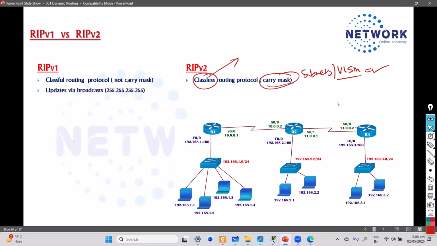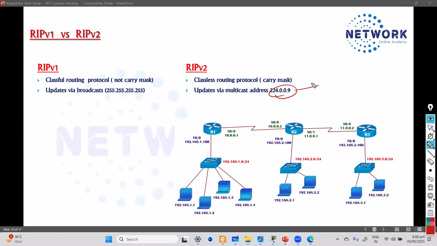And the other thing is that the updates are sent via multicast. So there is a special class D address reserved called 224.0.0.9. Whenever any update is sent on 224.0.0.9, it is specially for RIP updates. If the opposite router is running RIP, then it will listen to those updates. If the opposite router is not running RIP, it will not listen to that update. That is one additional thing.